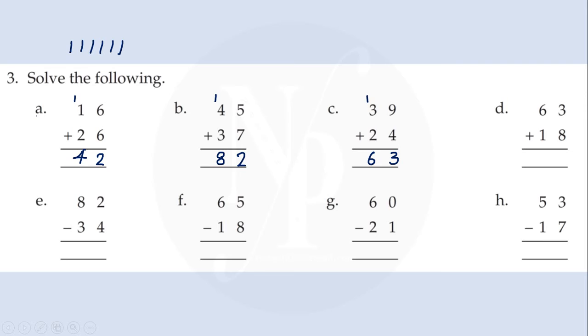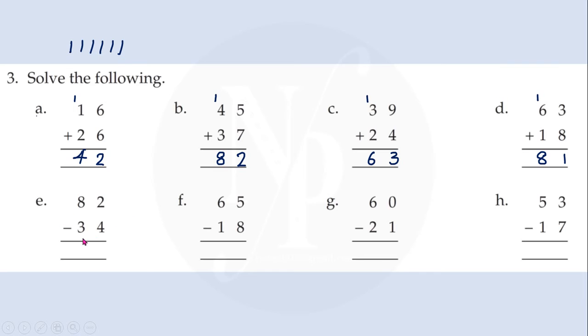Coming to D, we have 63 and 18. So we will add the digits at 1's place first. So 3 plus 8 is 11. 1 is written here. 1 ten is carried forward. 1 plus 6 is 7. 7 plus 1 is 8. 81 is the sum.